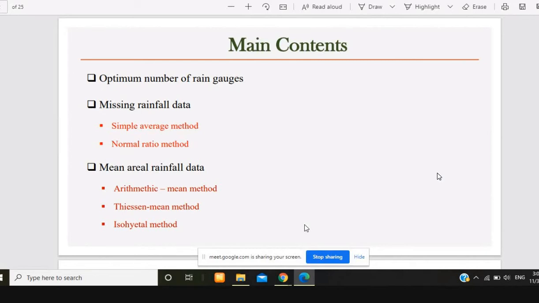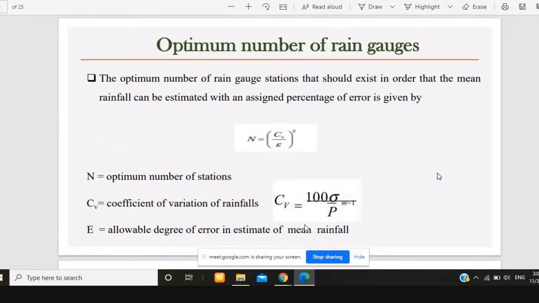So now we will move into the first section, that is optimum number of rain gauges. Optimum number of rain gauges indicates that if in a particular catchment area we require a particular level of accuracy, what is the number of rain gauges required to obtain that level of accuracy? That number denotes the optimum number of rain gauges. If we need 90% accuracy, then by applying this equation, we will find the optimum number of rain gauges that should be there in that area to obtain that level of accuracy.